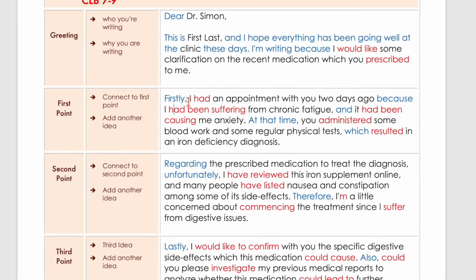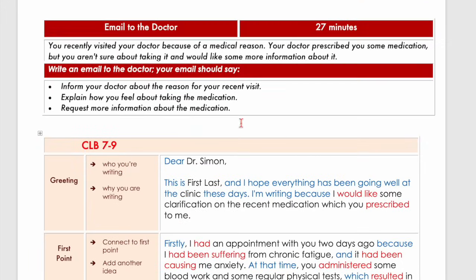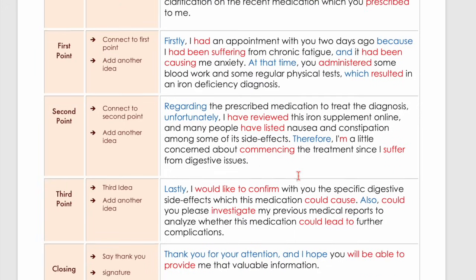Firstly, I had an appointment with you 2 days ago because I had been suffering from chronic fatigue and it had been causing me anxiety. At that time, you administered some blood work and some regular physical tests, which resulted in an iron deficiency diagnosis. All right, so that's the reason why we went and what we got, okay? Okay, so what about the medication? Explain how you feel about taking the medication, okay?